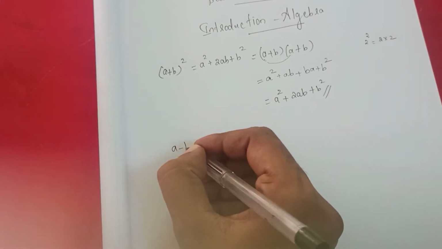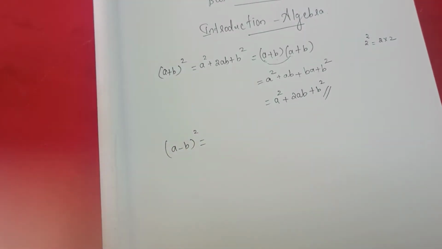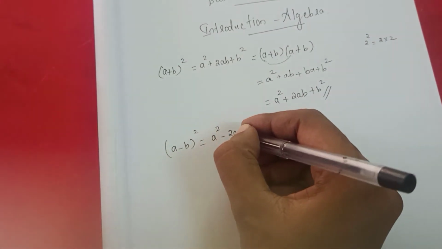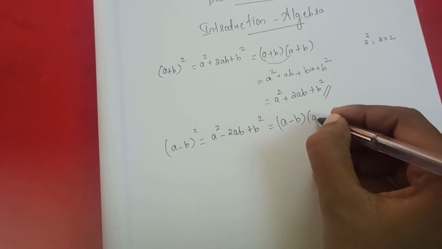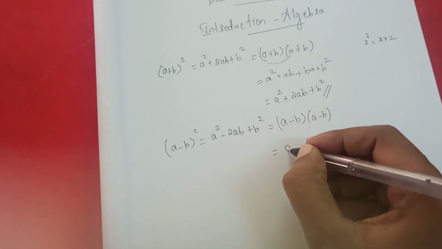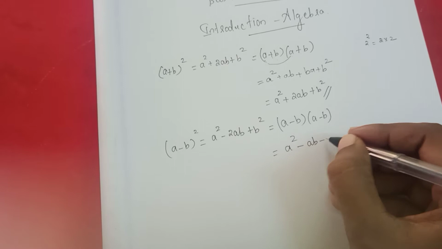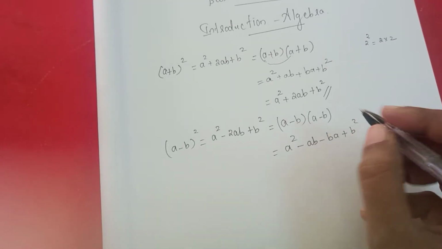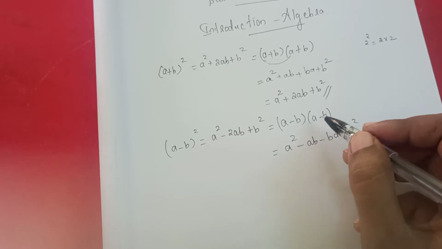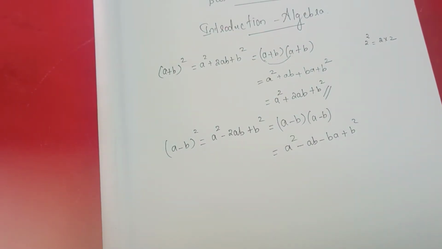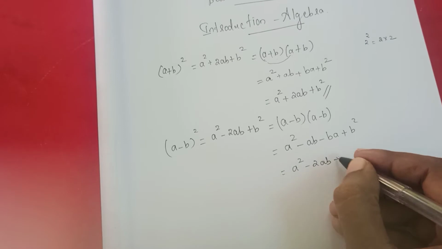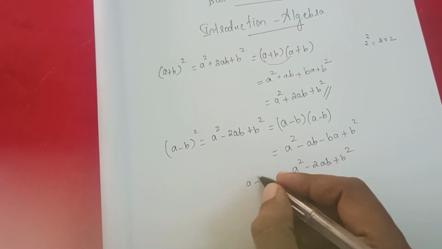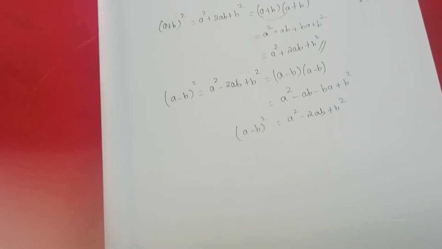Okay. Then what's the formula for a minus b the whole square? Same as this one: a square minus 2ab plus b square. Shall we check how it came? A minus b into a minus b. Multiply: a into a is a square, minus ab, minus ba, plus b square. Correct? Minus b into minus b means plus b square. Got it? So that's equal to a square minus 2ab plus b square. Okay, so this is the formula for a minus b the whole square.